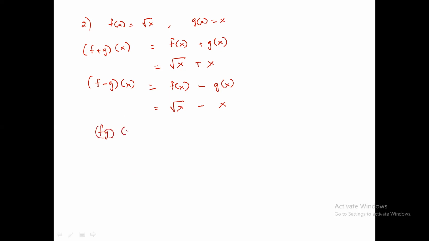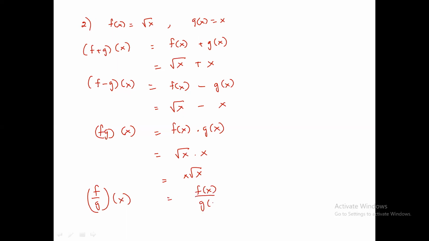Similarly, fg of x is f of x into g of x. Because f of x is root x, g of x is x, you will have x root x. If you have f by g of x, it is f of x by g of x. F of x is root x, g of x is x. This is how you will do algebraic operations on the functions.